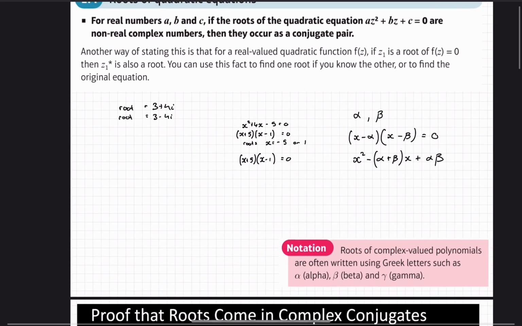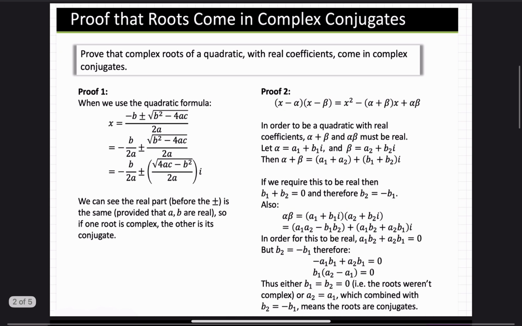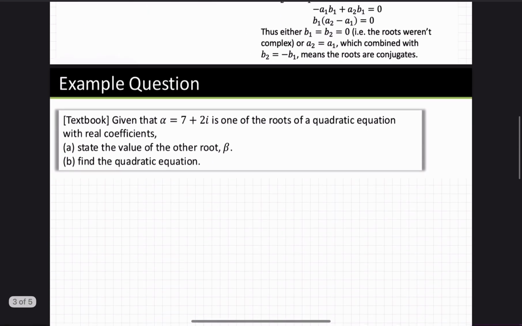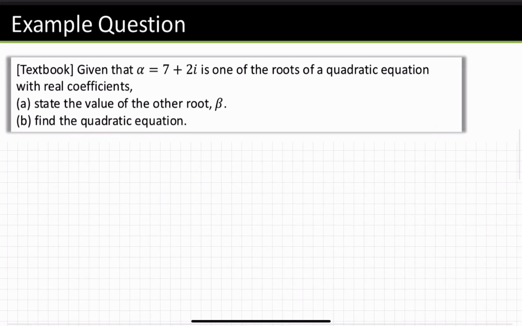Okay, so let's have a look at a question. Well, actually, before we do that, I'm going to leave out two proofs for why the roots come in complex conjugates. You'll notice I will struggle to pronounce this word, and I will do another video figuring this out later. But you can pause this now and give it a read. Okay, so let's look at a question.